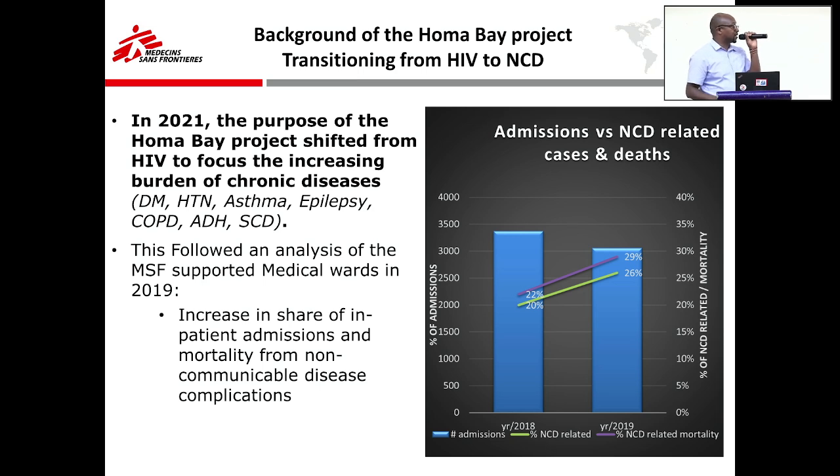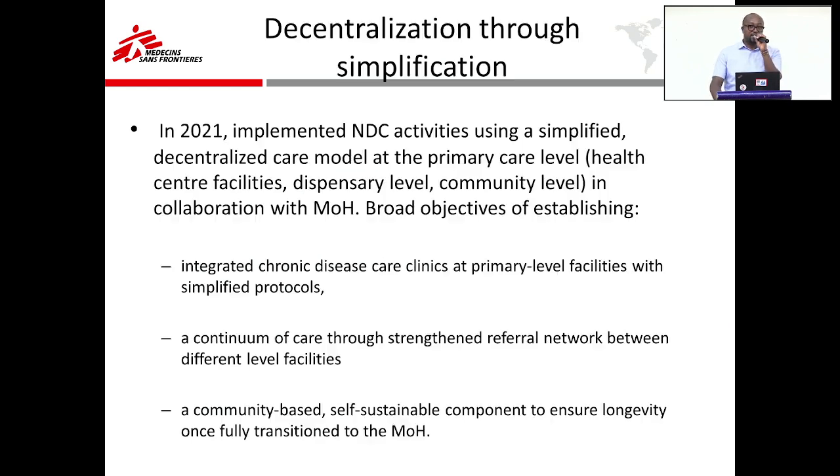Because of this increase, a decision was made. You can go to the next slide. A decision was made to open an NCD activity in 2 primary health care facilities. Remember level 1, level 2. Level 1 is the community. So we went to level 2. One of the facilities, level 2, is called Nyalinkinyi dispensary. And the other one is called Maridi Health Center. So it's a level 3 facility.